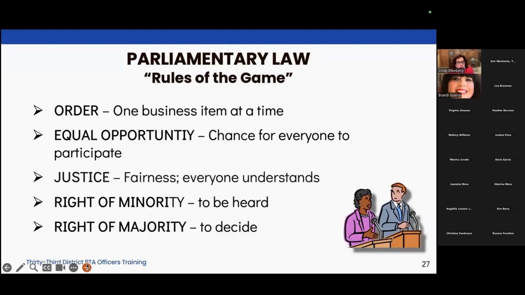And if there are questions, they're answered with respect and dignity, because not everybody has the knowledge that the board might have. The right of the minority to be heard and the right of the majority to decide.